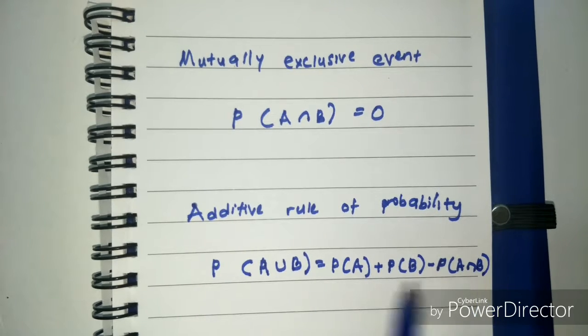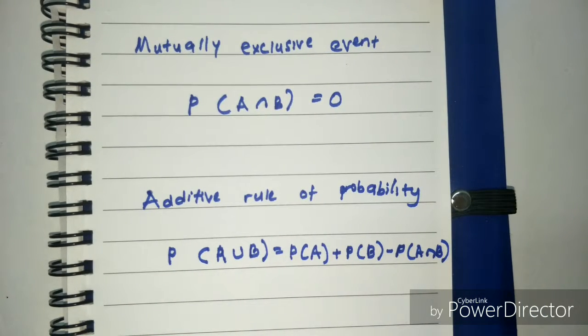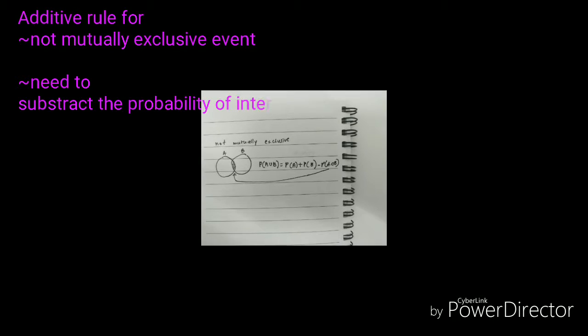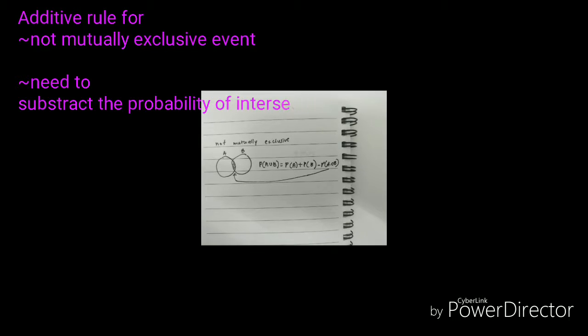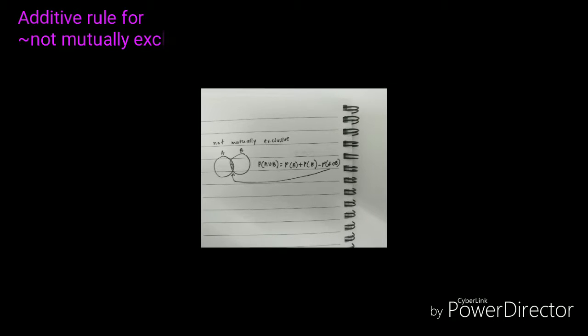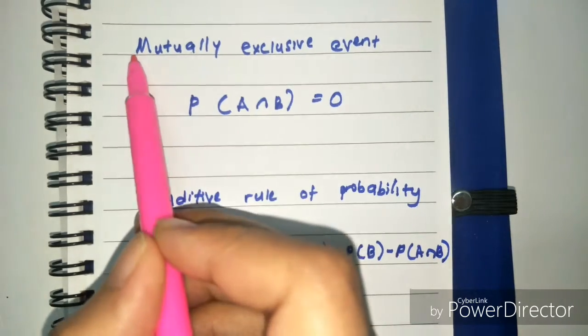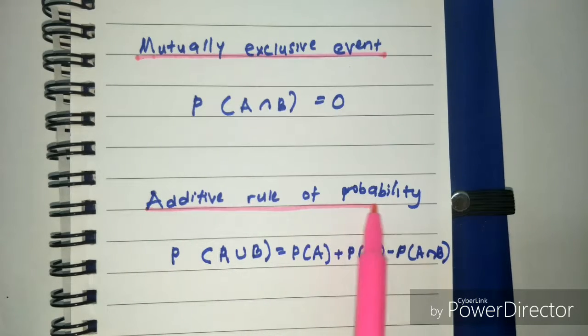If A and B are not mutually exclusive, there is an overlap or intersection between A and B. When we add the probability of events A and B, the probability of the intersection is added twice. So we need to subtract the probability of A intersect B. But if events A and B are mutually exclusive, the probability of the intersection between A and B is equal to 0. Now let's try an example.